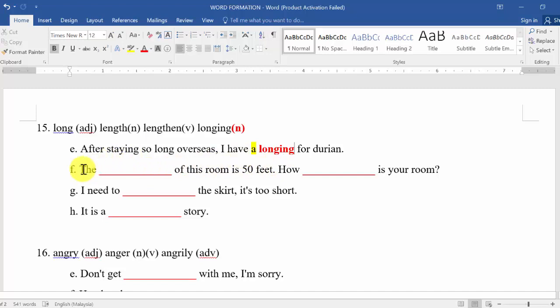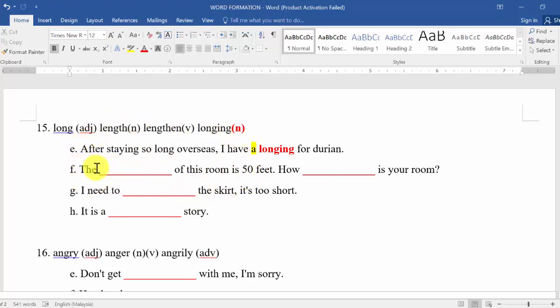Okay, look at the next question, F. The blank of this room is 50 feet. How something is your room? How blank is your room? So we look at the first part of the question first. The blank of this room is 50 feet.